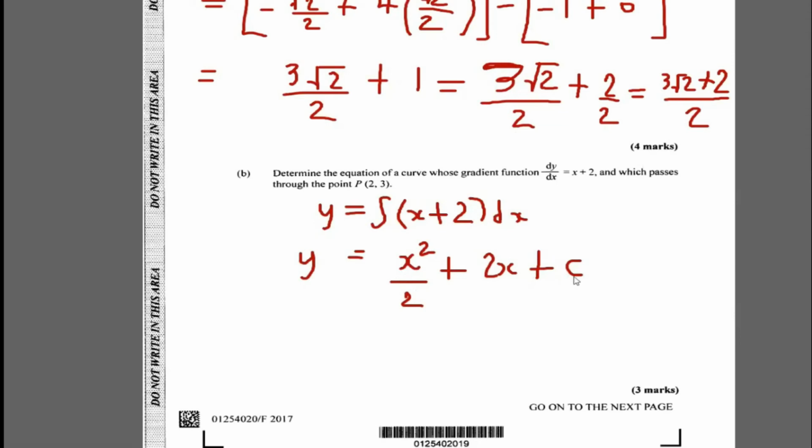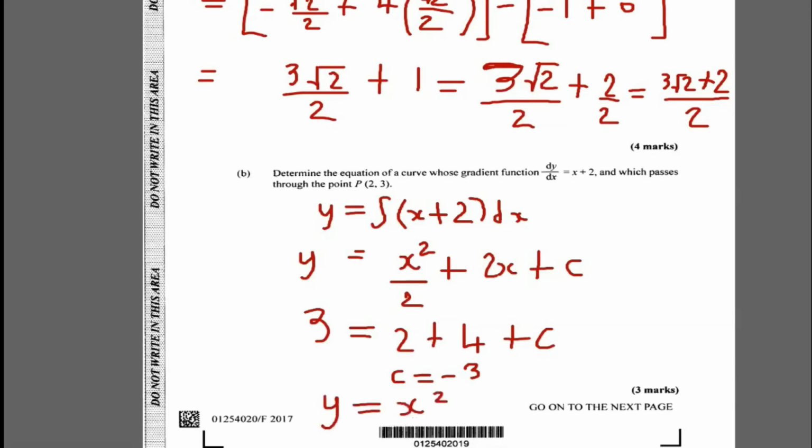Given that y is equal to x squared over 2 plus 2x plus c, it gives us the point 2, 3. So y is equal to 3 when x is 2. 2 squared is 4, 4 over 2 is 2, plus 2 times 2 is 4, plus c. So we have 6 plus c is 3, and so c must equal negative 3. If c is negative 3, then the equation of the curve is y is equal to x squared over 2.